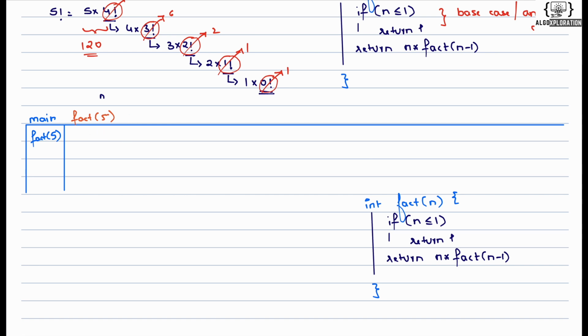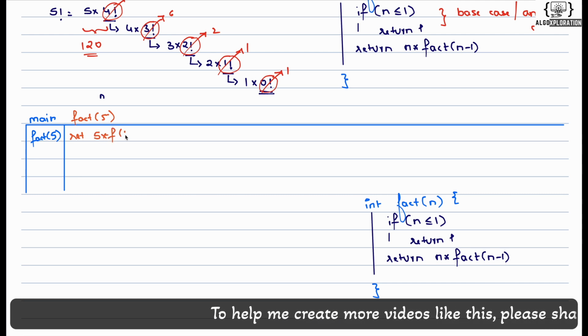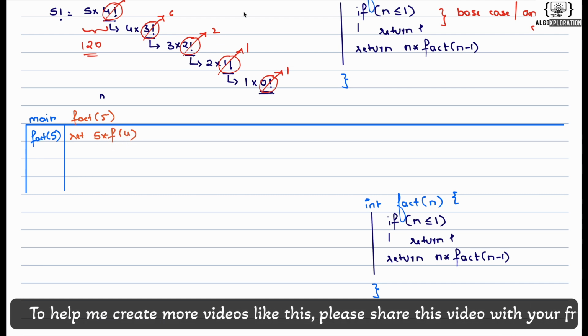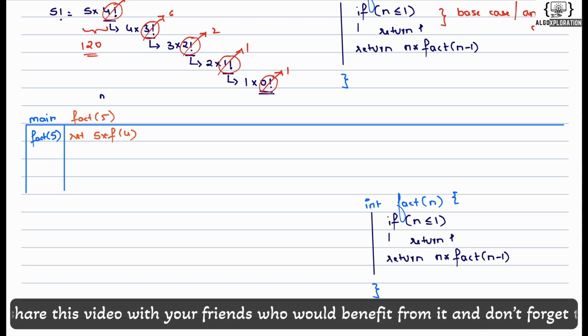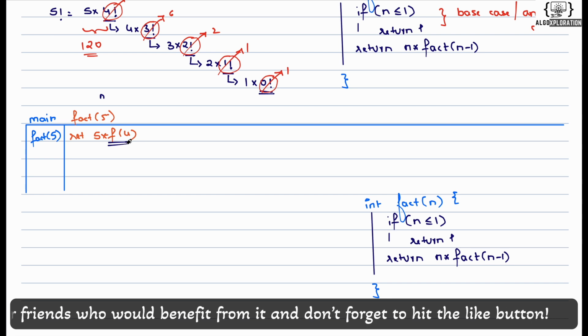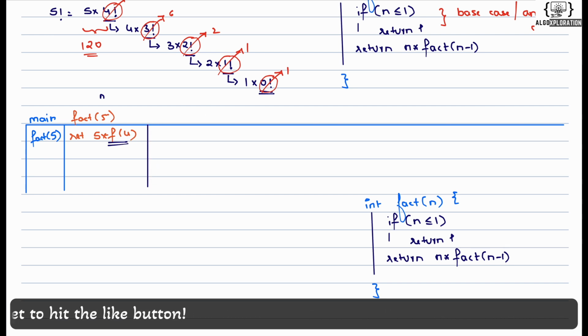Now here the value of n is 5, right? So we will check whether n is less than or equal to 1. No, it's not. So we are going to execute this line. So return 5 into fact of 4, right? This is nothing but fact of 4. So I'm writing in short manner. Now this is a calling, so I'm going to call this fact of 4.